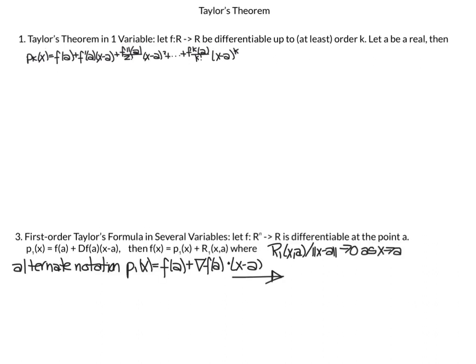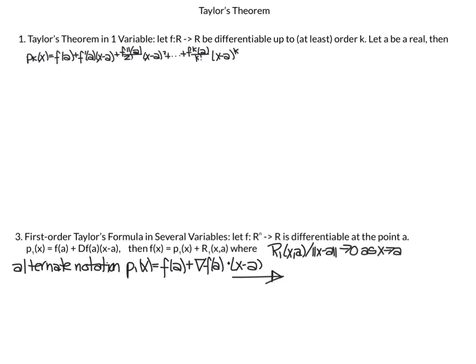Now we're ready to talk about the first order Taylor's formula in several variables. So we're going to have several variables, and first order meaning we're only going to a polynomial of degree 1. So we have our f of a, just like our normal Taylor's formula, plus, and instead of just the first derivative, we're going to have the derivative matrix, or another way of notating that is the gradient of f evaluated at a times x minus a. So you can see the parallel.